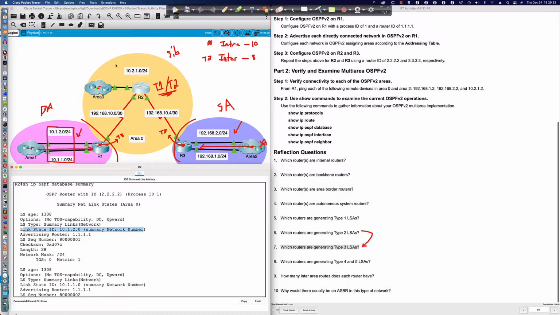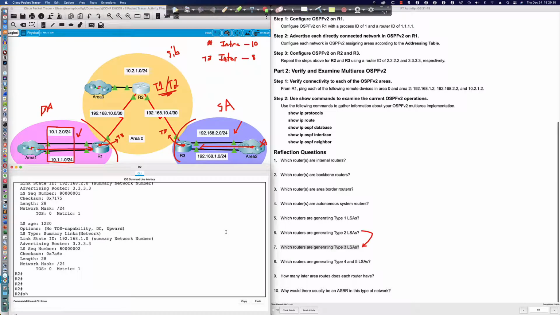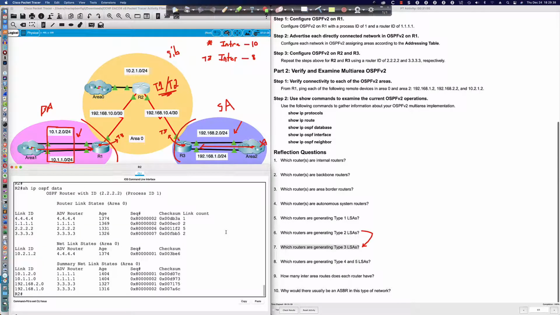Let me ask you this. Let's go back to router 2. Does router 2 see, in show IP OSPF database, the type 1 LSAs for routers 5 and 9 and 6 and 7? 5 and 9 are in area 1. Router 1 has no clue that there's a router 5 and a router 9. And same over here behind router 3. Router 2 has no idea that there's a router 6 and a router 7.